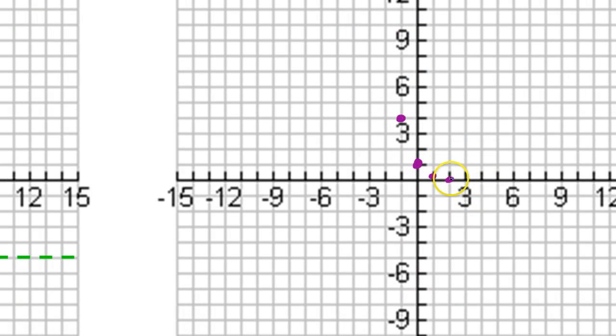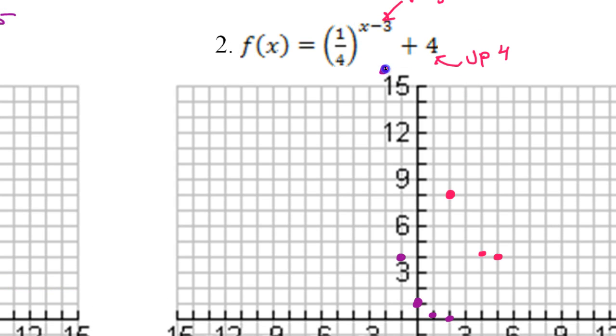Okay, so 1, 2, 3, and then up 4. Then the next one is about here. Okay, 1, 2, 3, 1, 2, 3, 4. Right 3 and up 4, everybody. Okay, this one's already off the graph. It's going to be even more off the graph. But if I go right 3 and then up 1, 2, 3, 4, it'll be about here. Okay, just do your best.